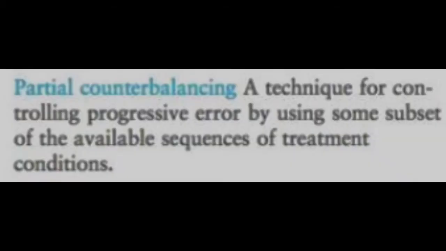Last but not least of the counterbalancing methods is what we call partial counterbalancing, a technique for controlling progressive error by using some subset of the available sequences of treatment conditions. In partial counterbalancing, they use the Latin square technique, in which a square matrix of sequences is constructed so that each treatment appears only once in any order position. To further understand how the Latin square is used, watch these videos.